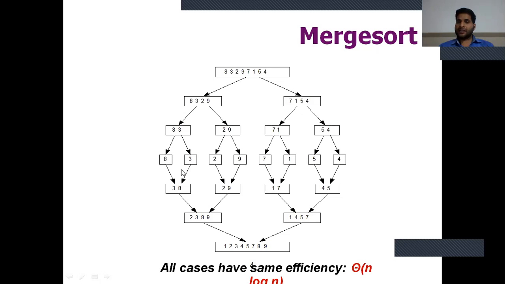Then we solve recursively, sorting each element of the subproblems. So 3, 8 sorted, 2, 9 sorted, 1, 7 sorted, 5, 4 sorted. These two subarrays are combined and solved: 2, 3, 8, 9 and 1, 4, 5, 7, and finally we combine these two arrays and find the sorted array. The time complexity of merge sort is theta n log n, which is already discussed.